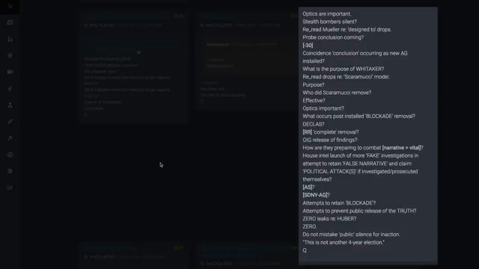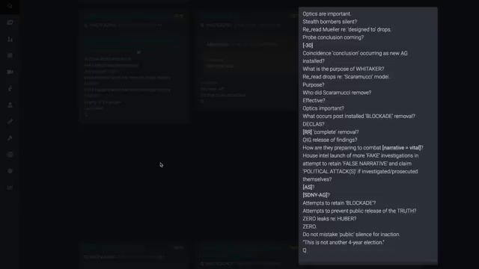It says here, optics are important. Stealth bomber silent. Reread Mueller regarding design 2 drops. Probe conclusion coming, minus 30. Coincidence that the conclusion is occurring as new Attorney General installed. What is the purpose of Whitaker? Reread drops regarding Scaramucci model. Purpose, who did Scaramucci remove?